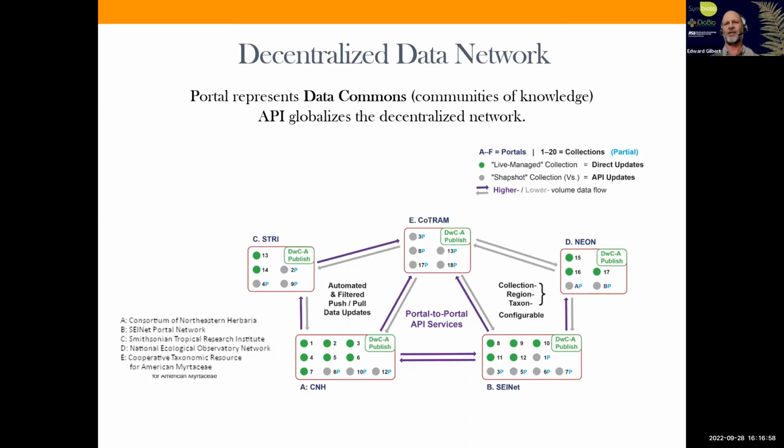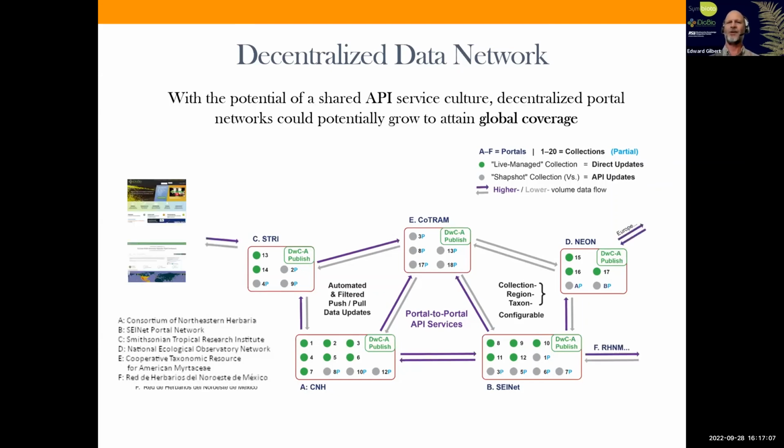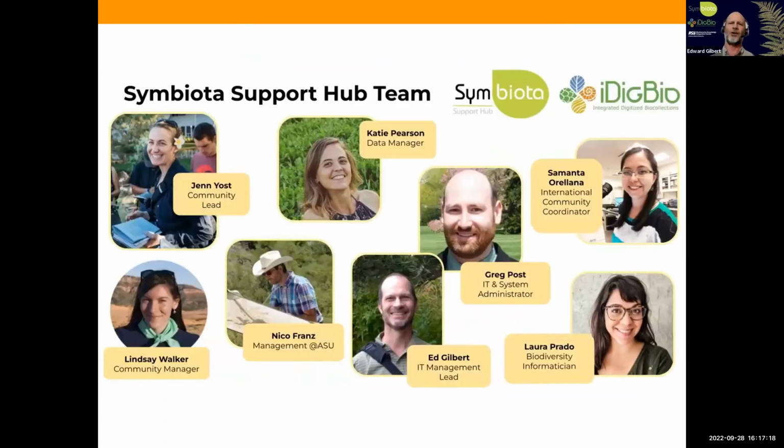And the idea is once we could test this concept as a working concept and get it to work in a robust manner, perhaps we could expand it and have data flow throughout the whole external network too. And all this work is being done as a team effort with the Symbiota Support Hub team. And here's a list of all the members. And that's all I have for you.